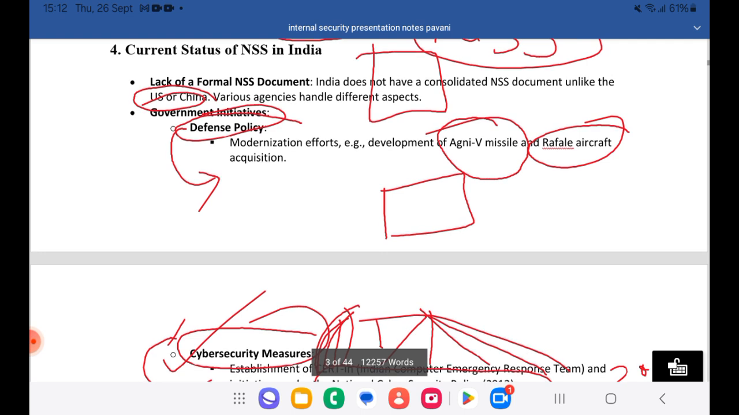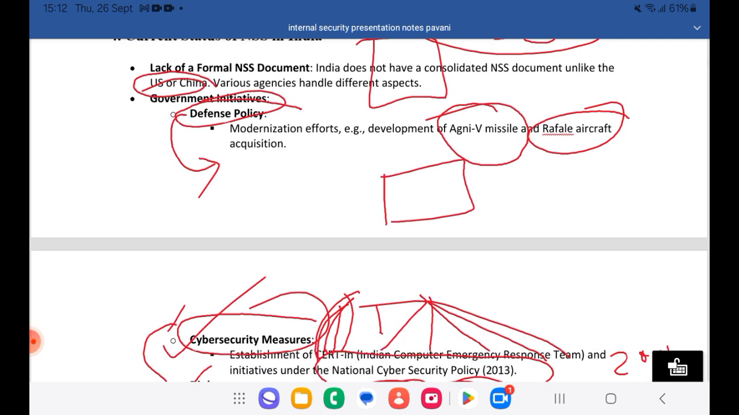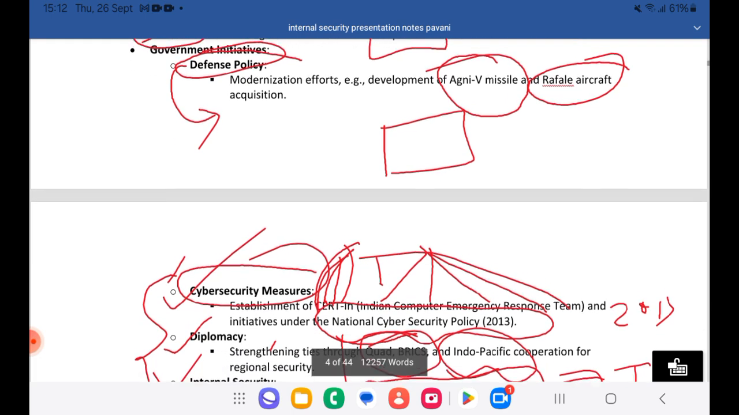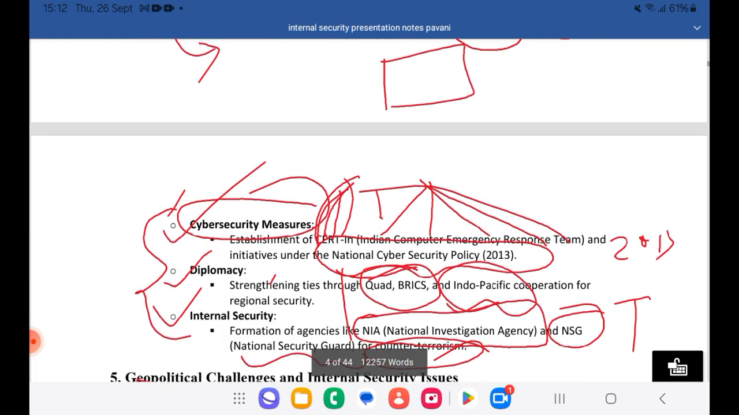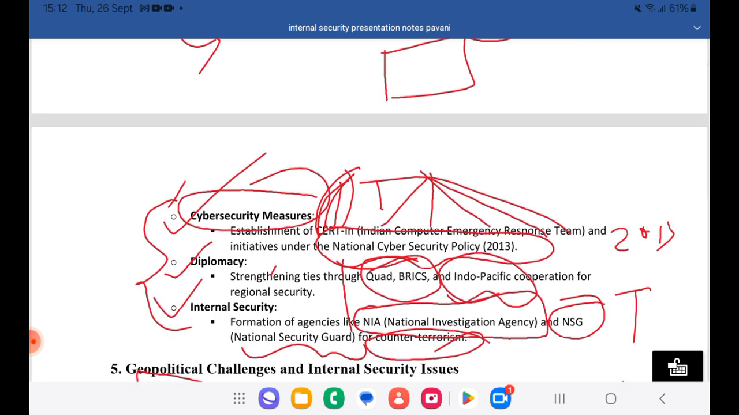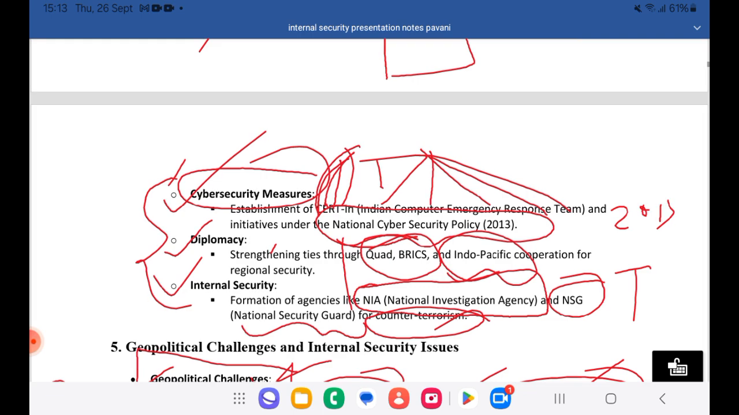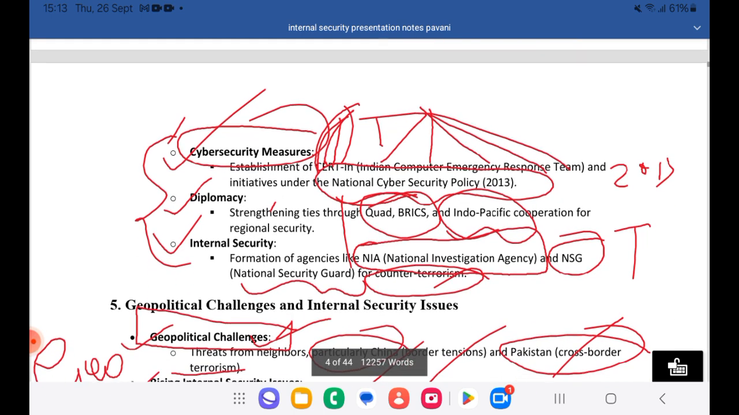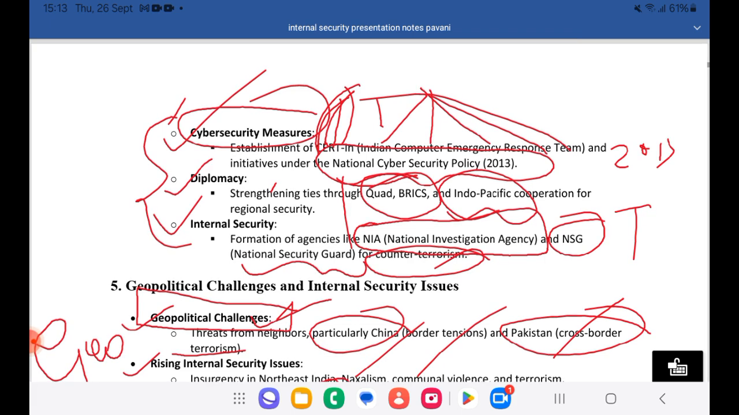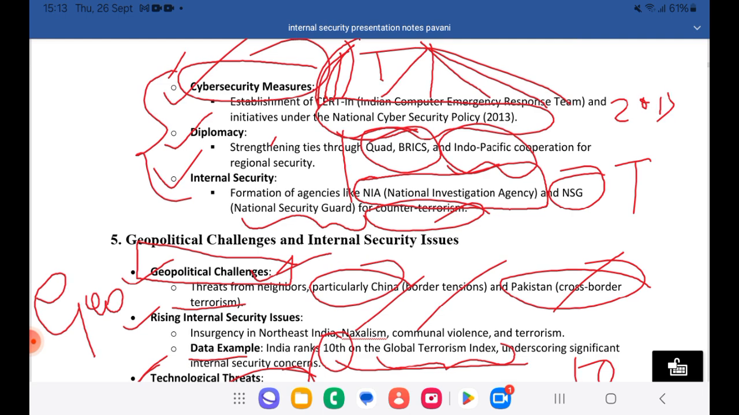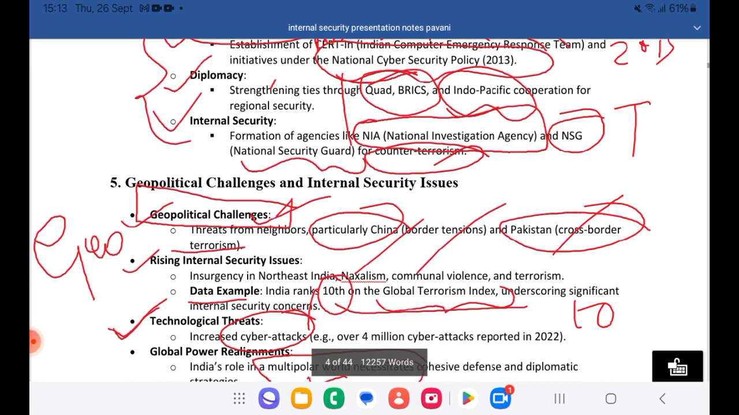Through some of the government initiative, what are those? Defense initiative, we are modernizing. Example, we have given Agni 5 missile and Rafale aircrafts. Then we have said about cyber security. For that, Indian Computer Emergency Response Team is what we are using. Also, National Cyber Security Policy 2013. For diplomacy, we are also strengthening our strength in Quad and BRICS, etc. Then internal security, we are using NIA and NSG for counter-terrorism.